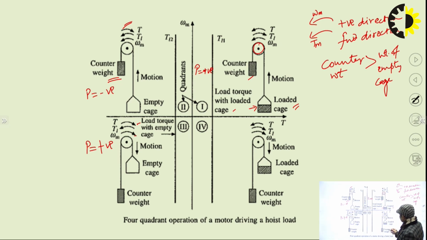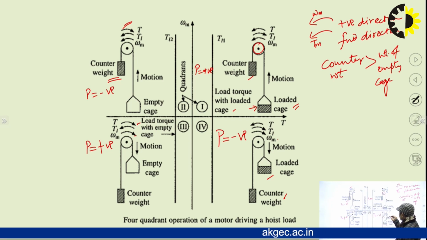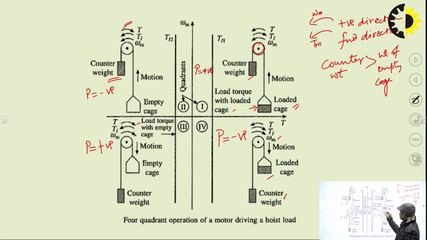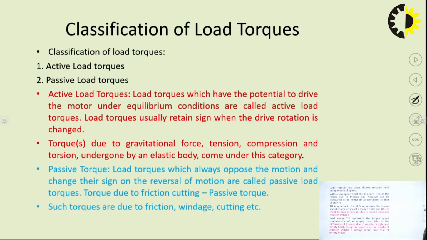Similarly, this is the loaded cage, so we have to bring down the loaded cage with the help of gravity. This loaded cage has more weight compared to the counterweight, so it will easily come down. Therefore we have to apply the braking mode, and in braking mode we know that power is negative, since the speed of the lift is in the reverse direction but the motor torque is in its forward direction, and therefore overall power will be negative. So this is the 4 quadrant operation of the lift. This is all we have discussed.